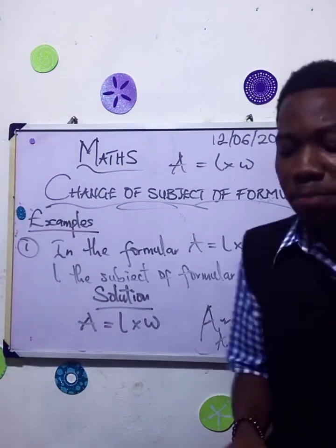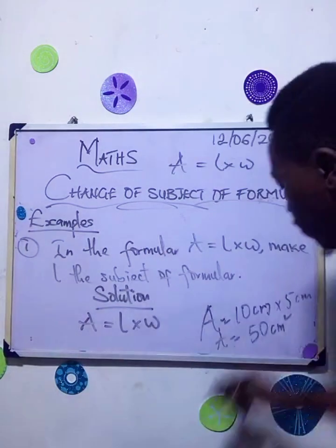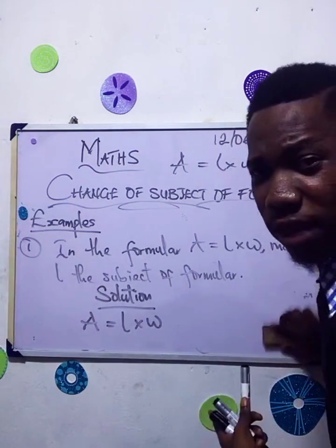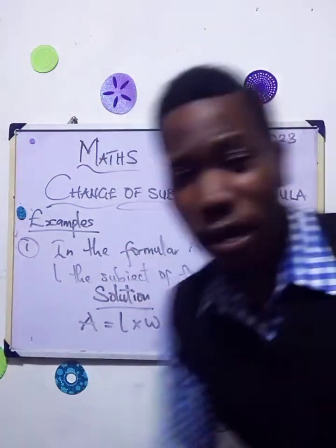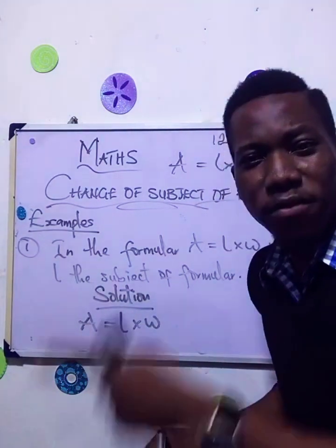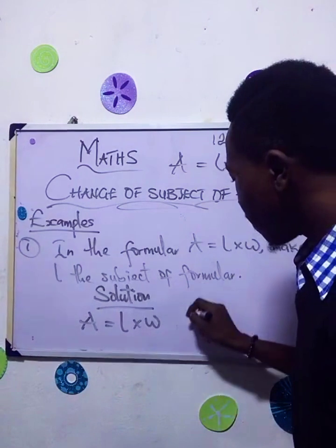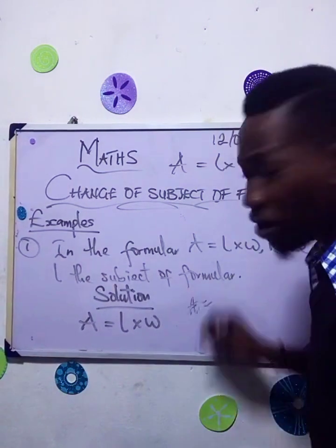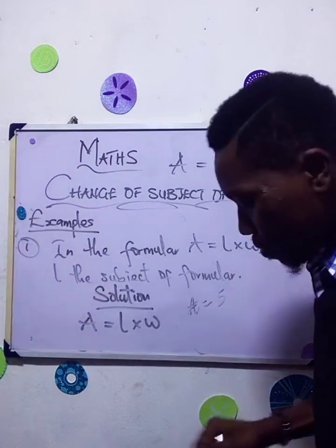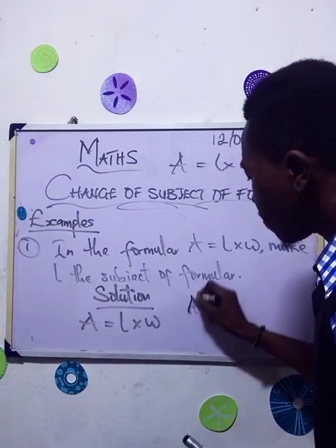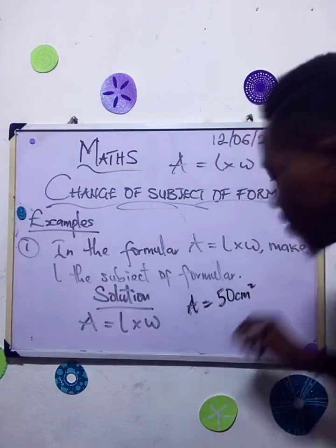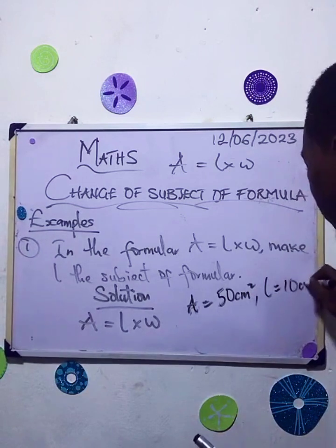That's my area. But then there are some other questions that will not ask you for area. Rather, the question will give you area. So they'll say, find the length of a rectangle whose area is 50 centimeters squared, and length is 10 centimeters.